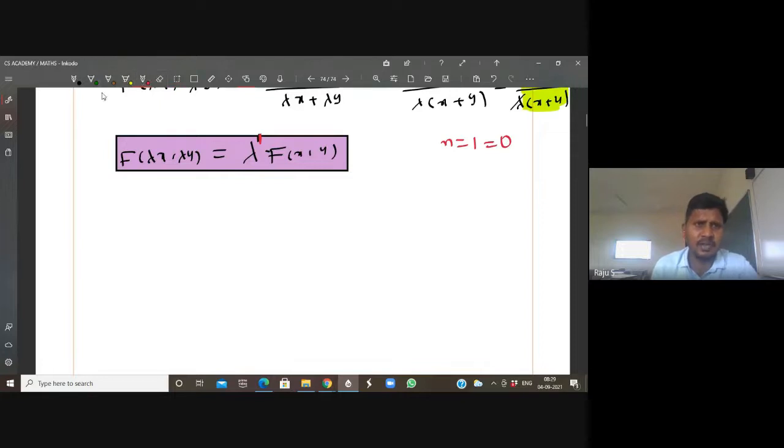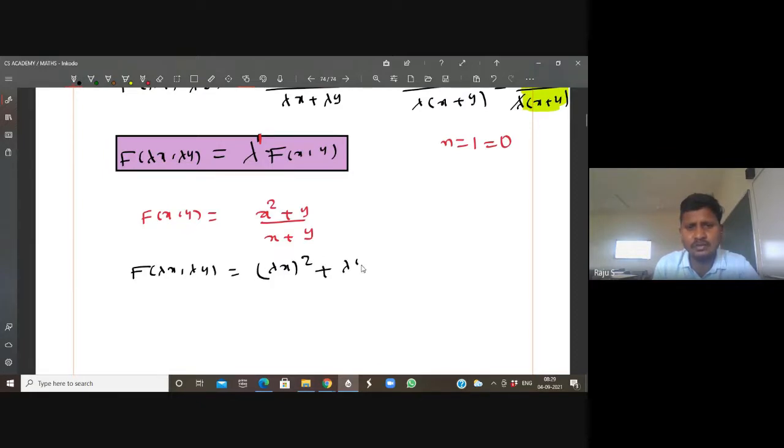Some functions may not be homogeneous functions at all. I am giving an example. f of x comma y is equal to the same example, but I am taking x square plus y by x plus y. When you find f of lambda x comma lambda y, we get lambda x the whole square plus lambda y by lambda x plus lambda y. Is it a homogeneous function? What is common in the numerator? Lambda is common. What is the remaining value? Lambda x square plus y by lambda into x plus y. Fine, lambda and lambda get cancelled.